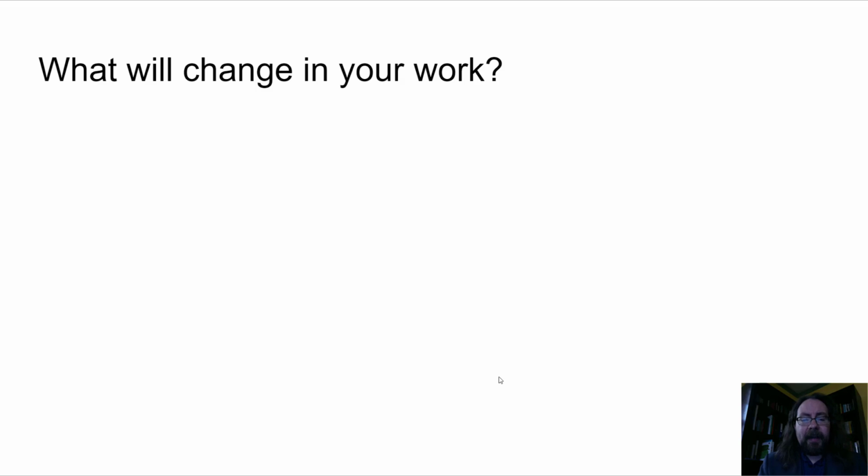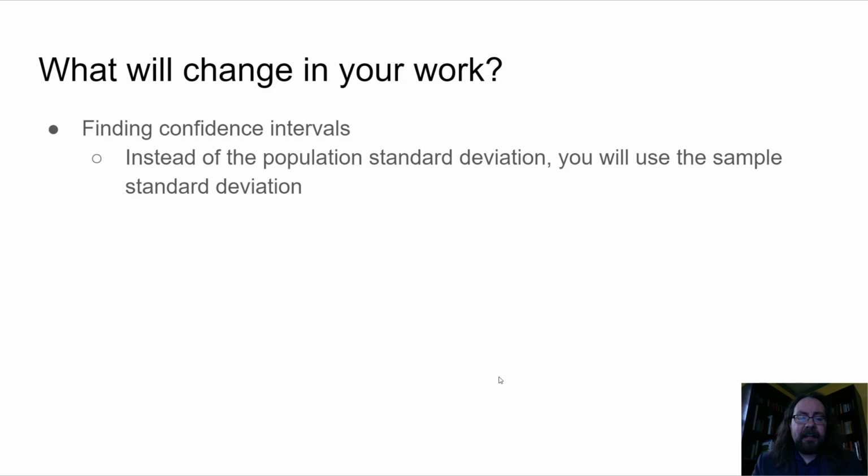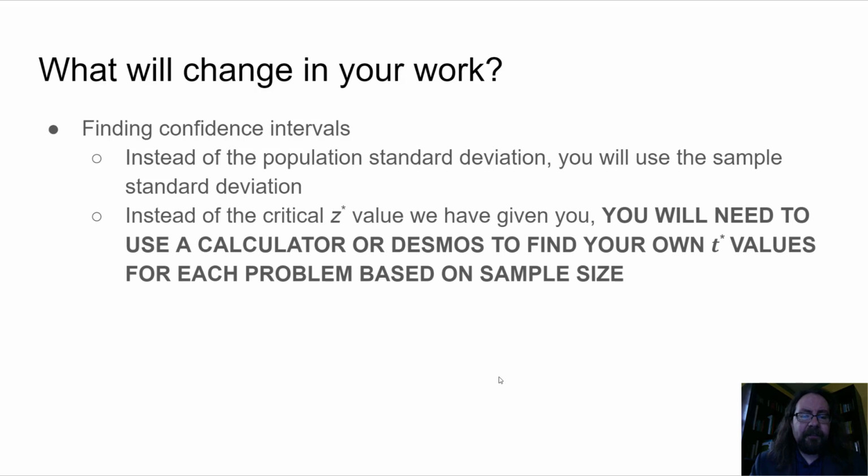Now, what's going to matter to you is how changing the curve from the normal to the t-distribution is going to change your work. First, we're going to be looking at confidence intervals. And the big thing here is that instead of the population standard deviation, because you're not going to know it, you are going to use the sample standard deviation. And that's why we have to use the t-distribution. Instead of using the critical z-star values that we have given you in the past, you are going to need to use a calculator or Desmos to find your own t-star values for each problem based on the sample size. So it's no longer memorizing the 3 numbers we gave you. You're going to have to find them yourself.